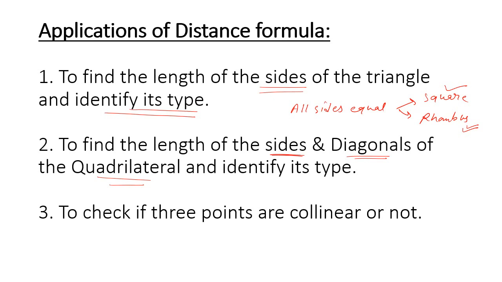Also, we can use this to find if three points are collinear or not. For example, if I have a line and on it three points A, B, and C, then obviously the distance AB plus the distance BC should give me the distance AC. If this property is true, I can say the points are collinear, they are lying on the same line. And if the sum of the two line segments AB plus BC is not equal to the length of AC, I will reach the conclusion that they are non-collinear points.